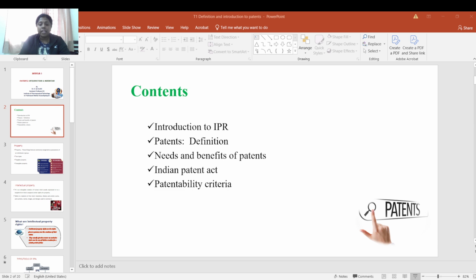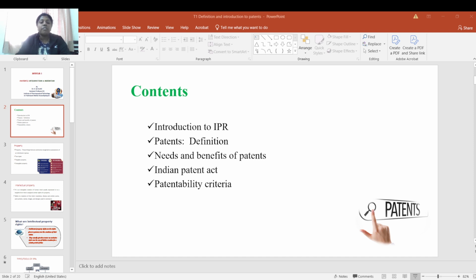And the term of patent, as per the TRIPS agreement, India is also following the TRIPS agreement, and the term of protection of an Indian patent is 20 years. This comes under Section 53 of the Indian Patent Act, and there is no possibility of renewal of the patent. The patent period is 20 years from the date of filing of the patent.